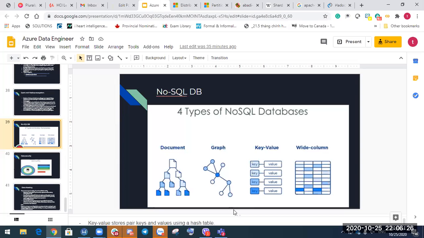And columnar, we already talked about it several times during our course, columnar database and data set. And a graph database is very interesting, where you connect nodes and edges together. One example of a graph database is the relationship of people in a social network.